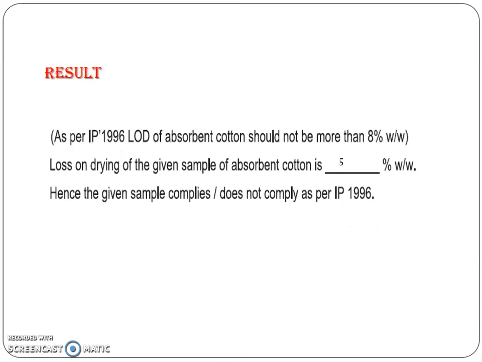So as per IP 1996, loss on drying of absorbent cotton should not be more than 8% weight by weight. And we got loss on drying of the given sample of absorbent cotton as 5% weight by weight. Hence, the result is loss on drying of the given sample of absorbent cotton is 5% weight by weight, and hence the given sample complies with the test as per IP 1996. So we can conclude that absorbent cotton wool passes the test of loss on drying and complies with the limit as per IP 1996.